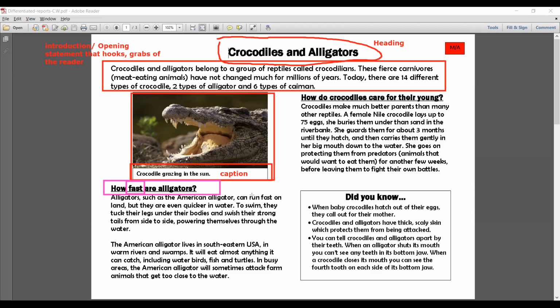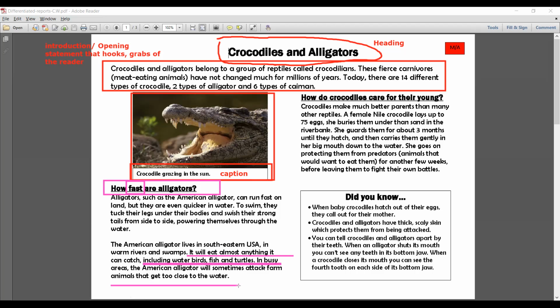But then it talked about how they swim. To swim, they tuck their legs under their bodies and swish their strong tails from side to side, powering themselves. So, yeah, maybe we can change how fast are alligators and make it how do alligators move, right? And then we have the American alligator lives in the southeastern USA in warm rivers and swamps. Does it have anything to do with how fast they are? No. Let's keep reading. It will almost eat anything it can catch, including water birds, fish, and turtles. Oh, is it talking about how fast they are? No.